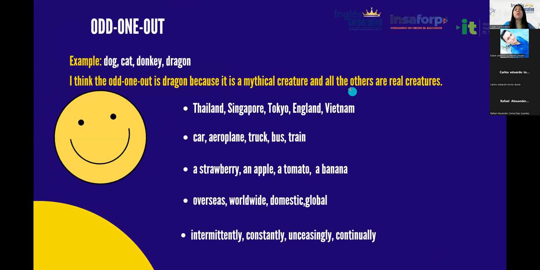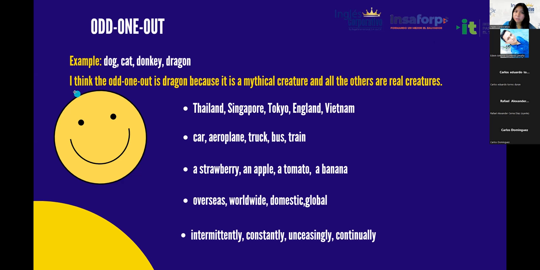The first thing right now that we are going to start with is the odd one out, okay? As you can see right here, we have an example. What is the odd one out? The odd one out means the different. For example, we have dog, cat, donkey, and dragon. Which one is the odd one out from those four? What do you think? Which one is different from those four and why?